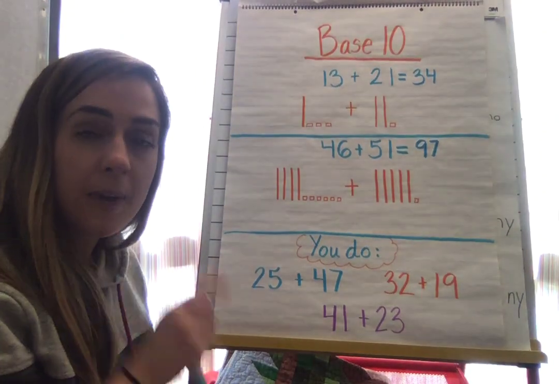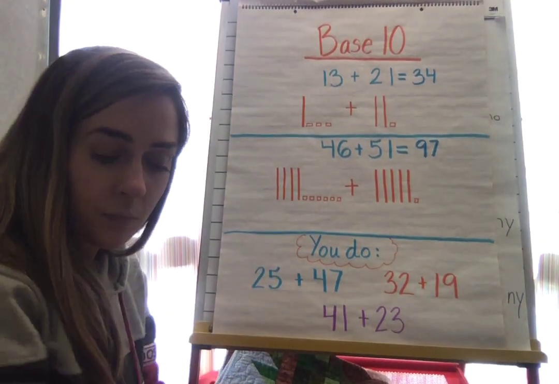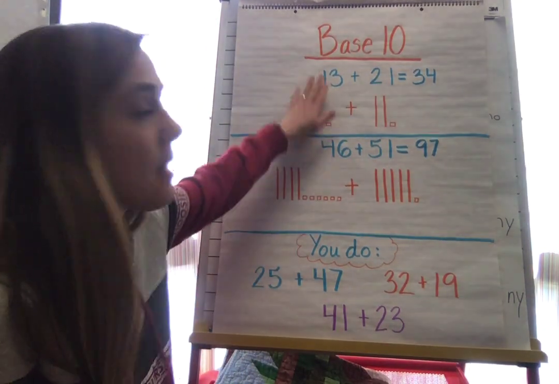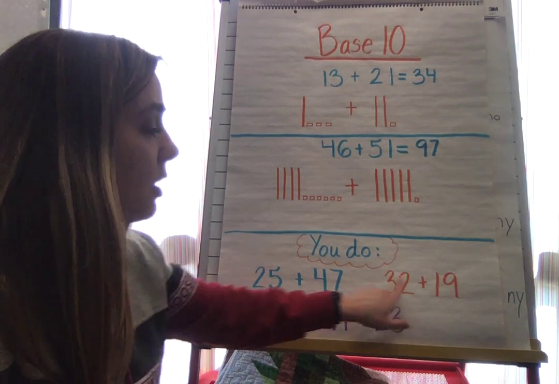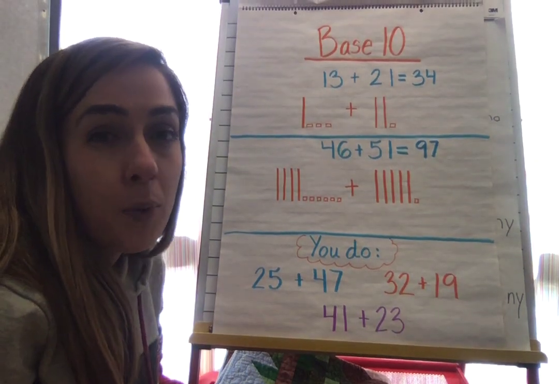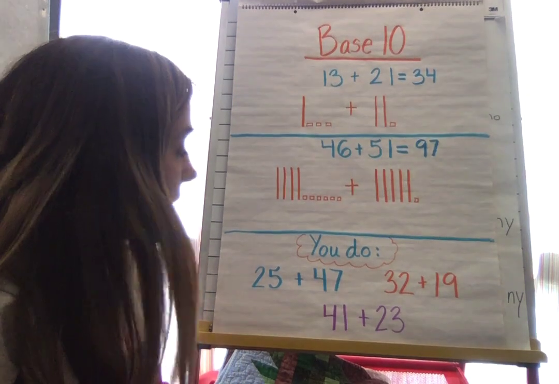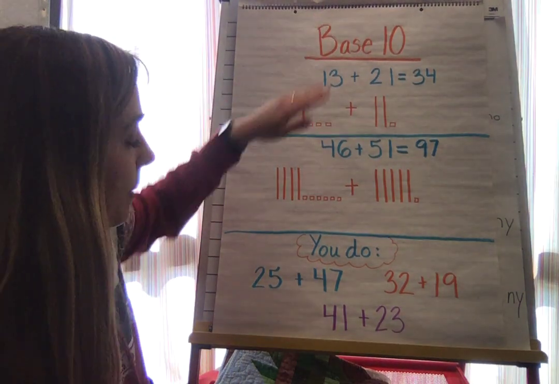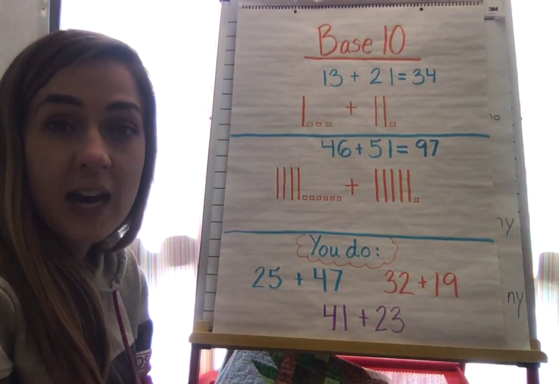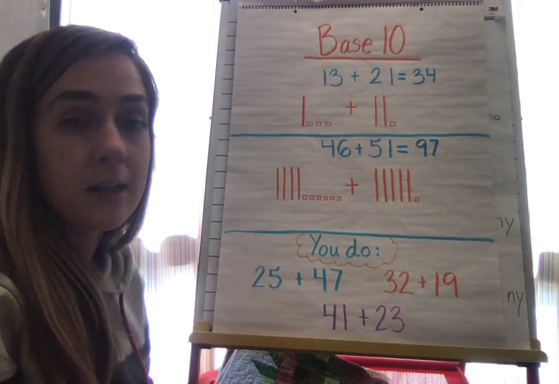All right, so now on a fresh new paper, I want you to flip over the page, and I want you to make your paper look similar to mine. So you're going to have 3 different equations. You only have to write one at a time so that you don't get pressured into making your page look a certain way. So I would start at the top of your page and write 25 plus 47, and then show me how you would solve that using base 10 blocks.